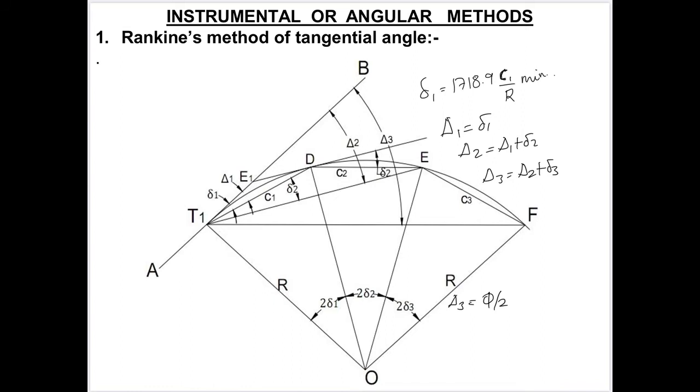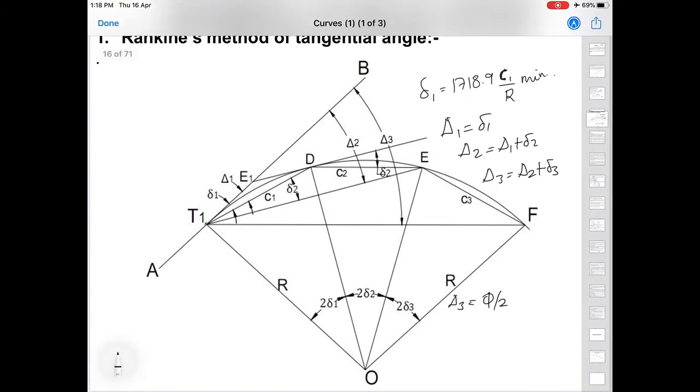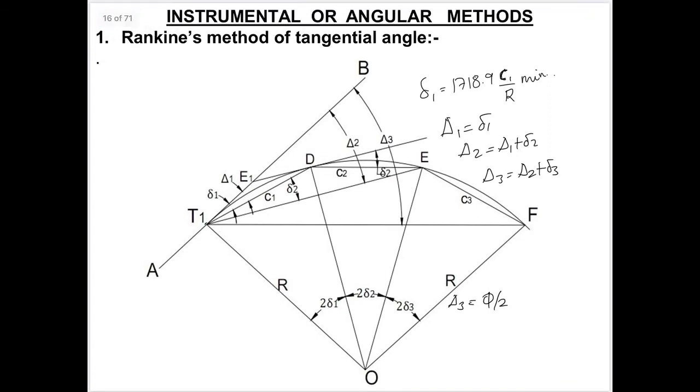The procedure of setting out these curves is: first set up the theodolite over the first tangent point, that is your T1 point. So over T1 we have to set up, with both the plates clamped at 0. As we know, in a theodolite we have 2 plates, one is your upper plate and the other is the lower plate. So both the clamp screws, upper clamp screw and lower clamp screw, we have to set at 0.